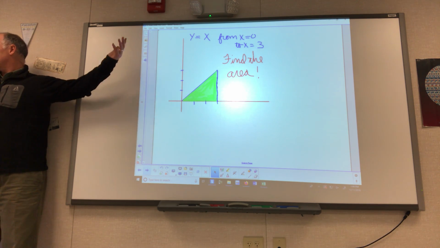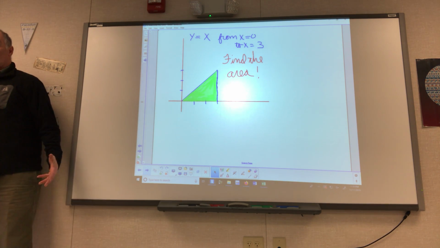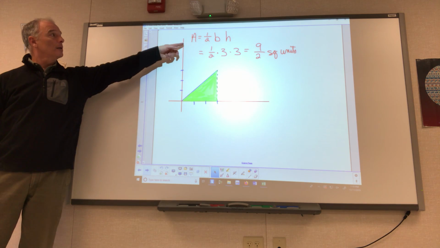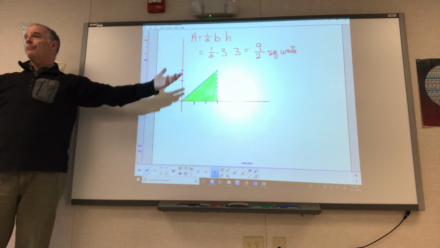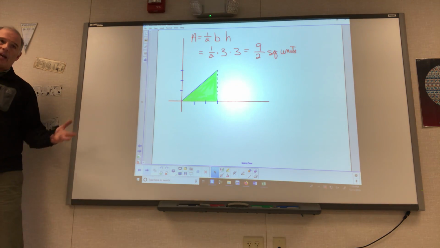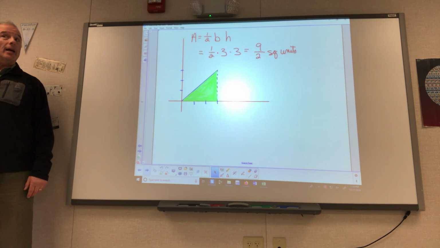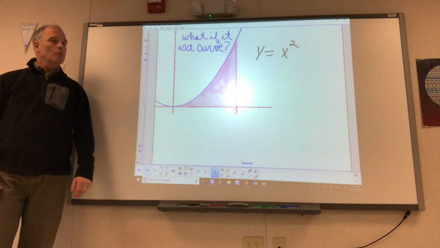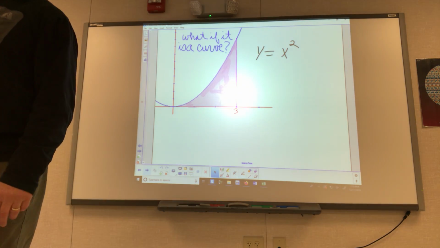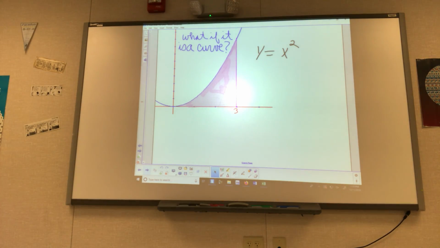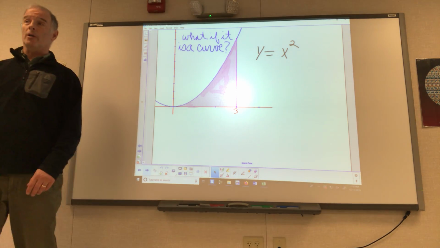Super easy geometry question. Area under the curve, well, it's a triangle, so 1/2 base times height, right? 3 times 3 times a half, 9 halves. Yay. Easy as that. But, you say, what if it's not a straight geometric kind of shape? And so how do I find the area under an actual curve?